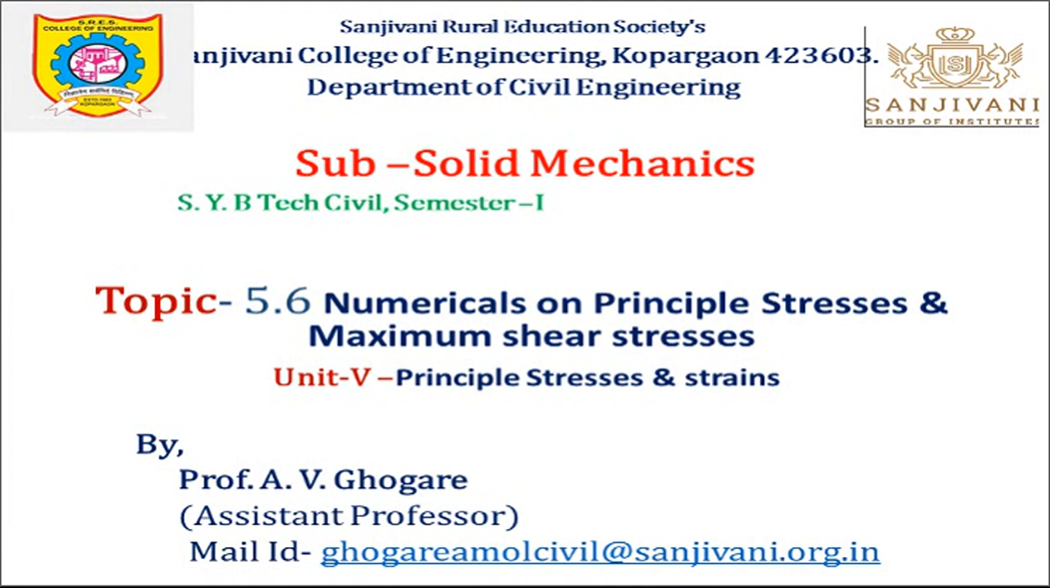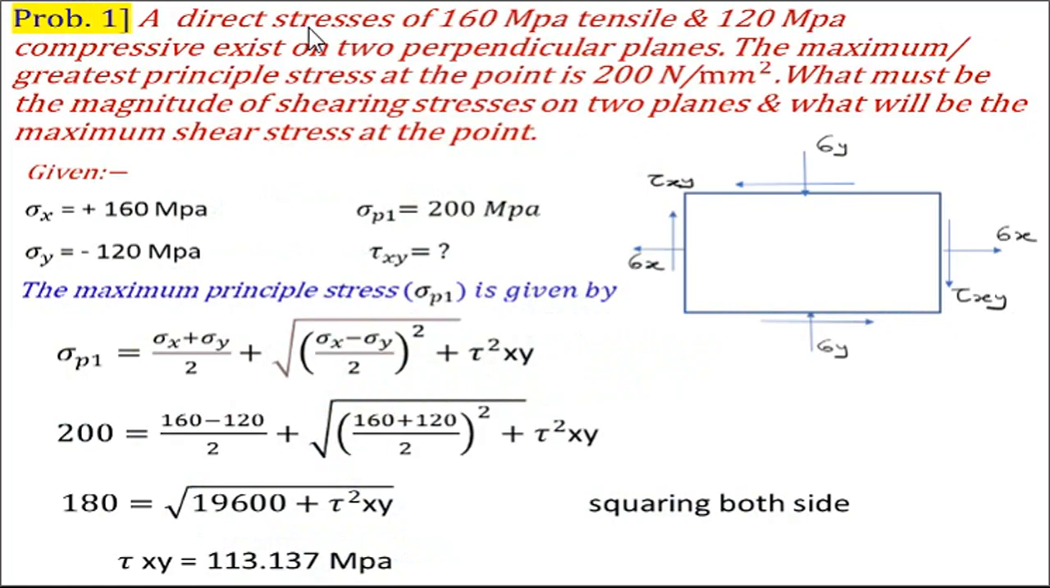In this video lecture, we will solve some numerical problems on the principal stresses and also maximum shear stresses. So let us start with one problem. The problem: direct stresses of 160 MPa tensile and 120 MPa compressive exist on two mutually perpendicular planes. The maximum or greatest principal stress at the point is 200 Newton per mm square. What must be the magnitude of shearing stresses on the two planes, and what will be the maximum shear stress at that point? So this is the problem.